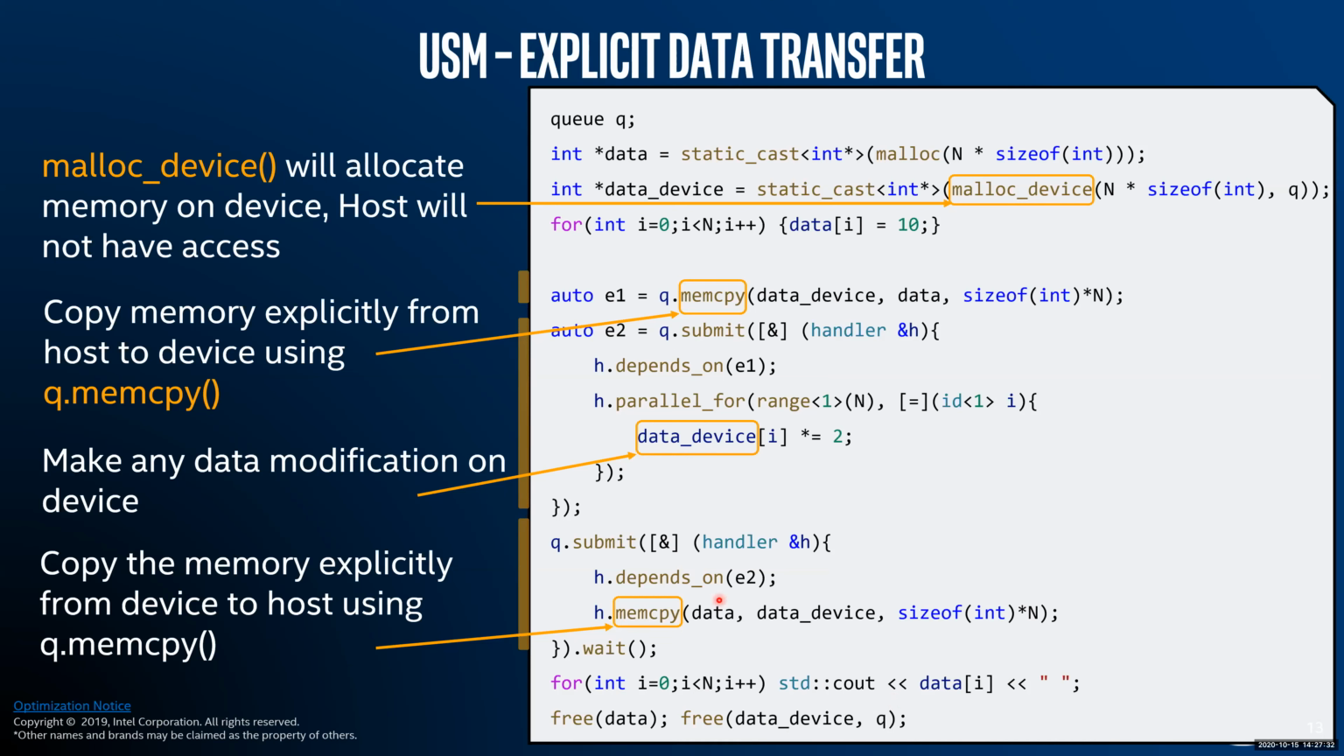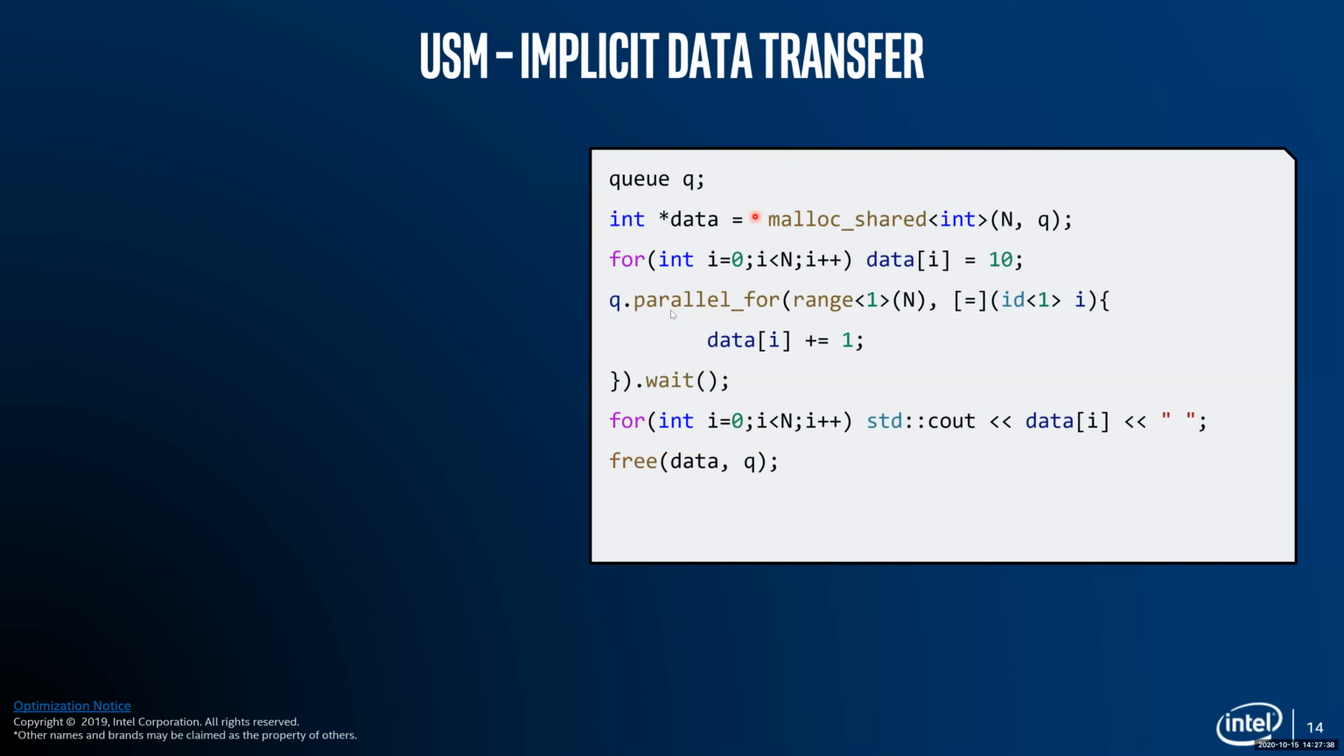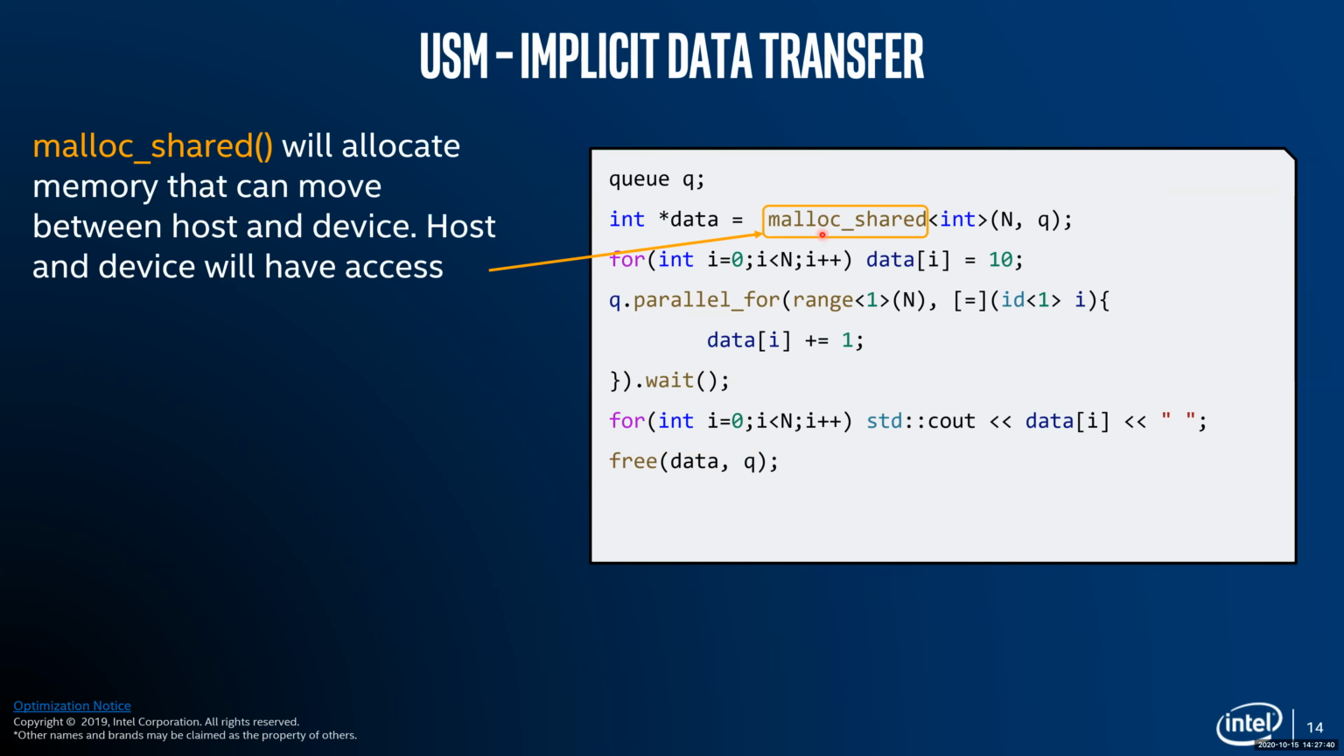So let's compare with a more implicit data transfer. This is the example we saw before. If we use malloc_shared, you can notice that the same data object can be used on the host as well as on the device. And you can notice that all the data transfer is implicitly done. So we don't explicitly say when we are copying memory from host to device and device back to the host. All that memory copy is implicitly done. So all you have to focus on is writing your compute kernel function.